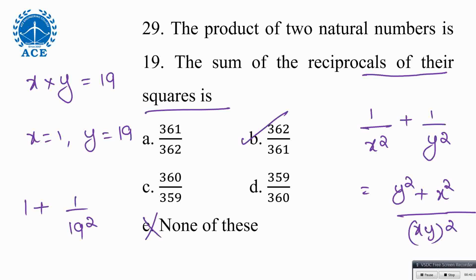But natural numbers' product is 19, a prime number. 19 is a prime number. If you want to write it, you should write it as 1 into 19 only. Natural numbers are integers, positive integers. So don't say 2 into 9.5, sir. 9.5 is not a natural number. The natural number point is important.